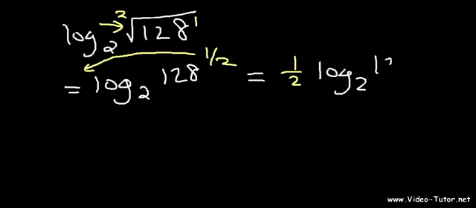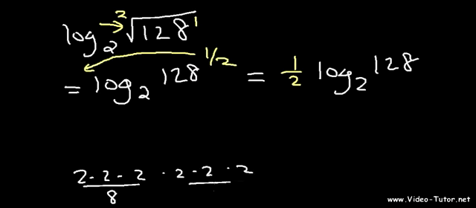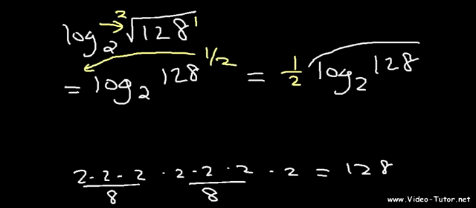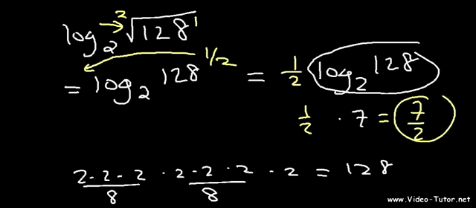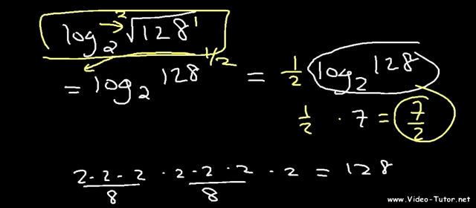log base 2, 128. 2 raised to the what power is 128? How many 2's do we have to multiply to get to 128? 2 times 2 times 2, that's 8 so far, times 2 times 2 times 2, that's another 8. 8 times 8 is 64, times 2 is 128. So we need 7 2's to get to 128. So log base 2 of 128, that is 7. So 7 times 1/2 is equal to 7 over 2. That's the answer for this expression.